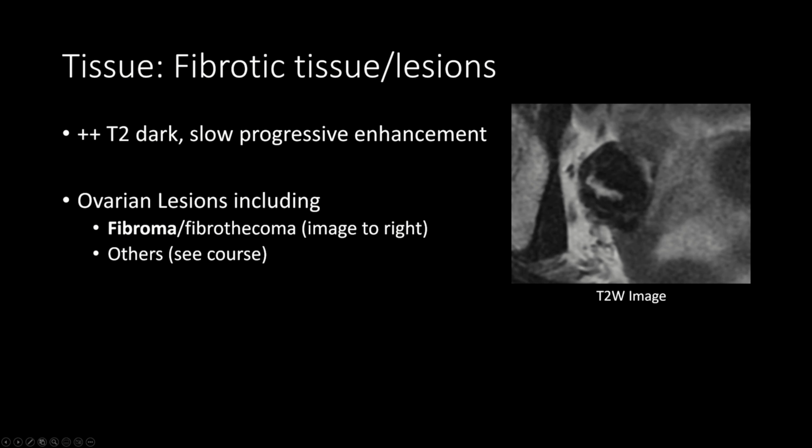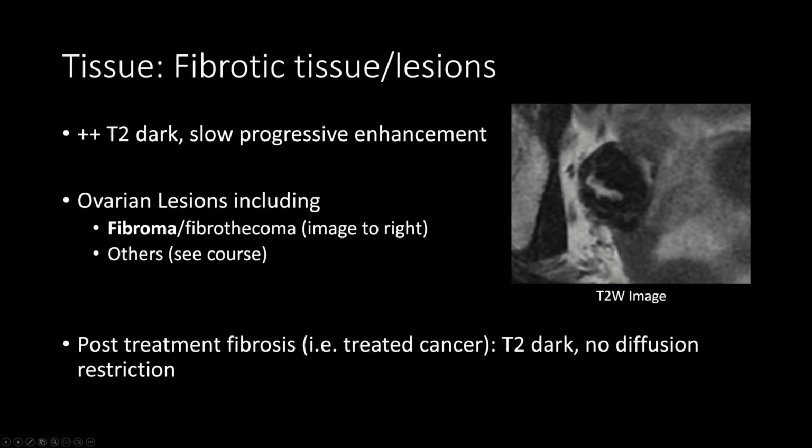So there are benign, solid ovarian masses that can mimic malignancy like fibromas. This is actually an example of an ovarian fibroma on T2 weighted imaging. Also, when restaging treated malignancies, for example, after chemotherapy and radiation, post-treatment fibrosis will also look very T2 hypointense, contrary to viable tumor.